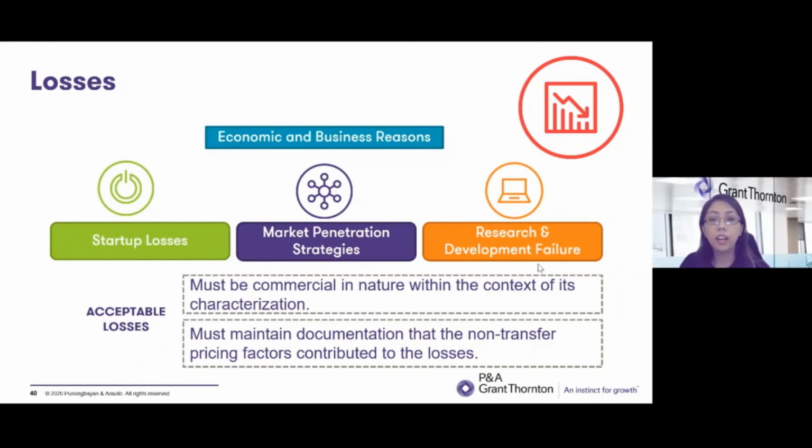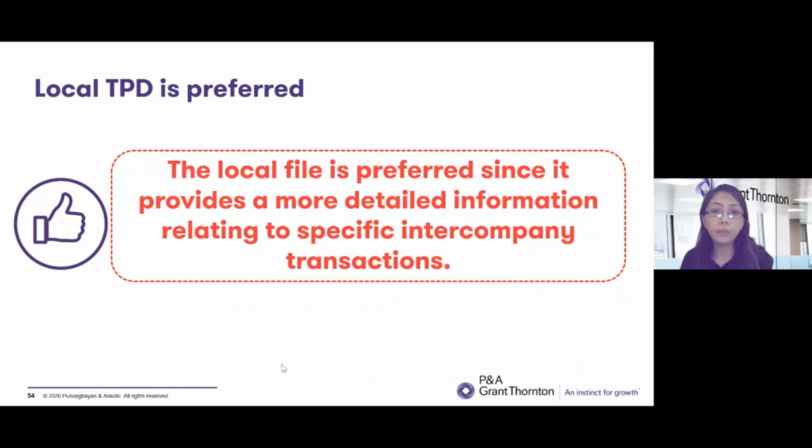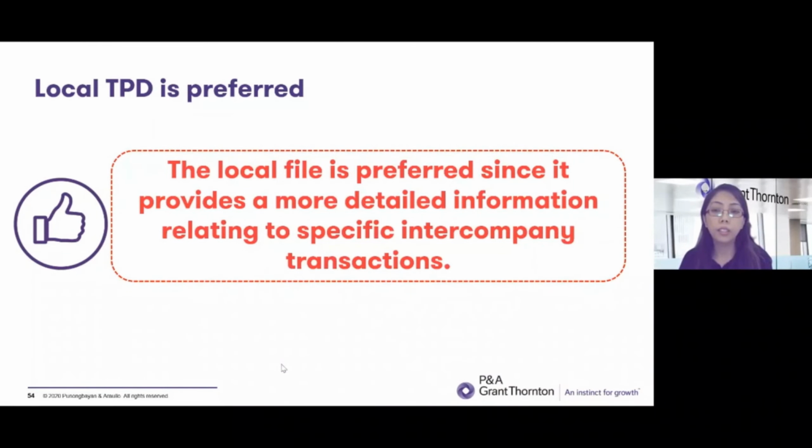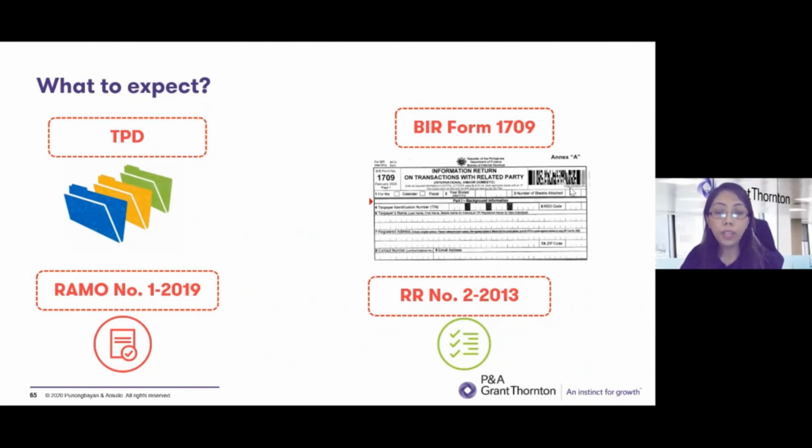research and development failure. The local file or a TPD that is prepared following the requirements of the local tax regulations is still preferred because it contains more detailed information about the specific intercompany transactions in which the domestic entity is involved. The tax authority is really keen on improving and strengthening its transfer pricing risk assessment and audit.